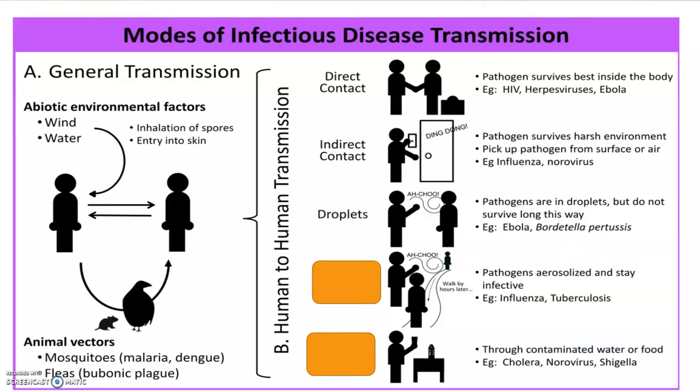Droplets, pathogens are droplets, but don't survive long this way. Airborne, they're aerosols and can stay infective. And then fecal oral through contamination of water or food. One of the things that we're dealing with right now is this coronavirus can be transmitted in many of these ways: direct contact, indirect contact, droplets, and airborne. I haven't heard of it being fecal oral, but all of those makes it hard to contain.